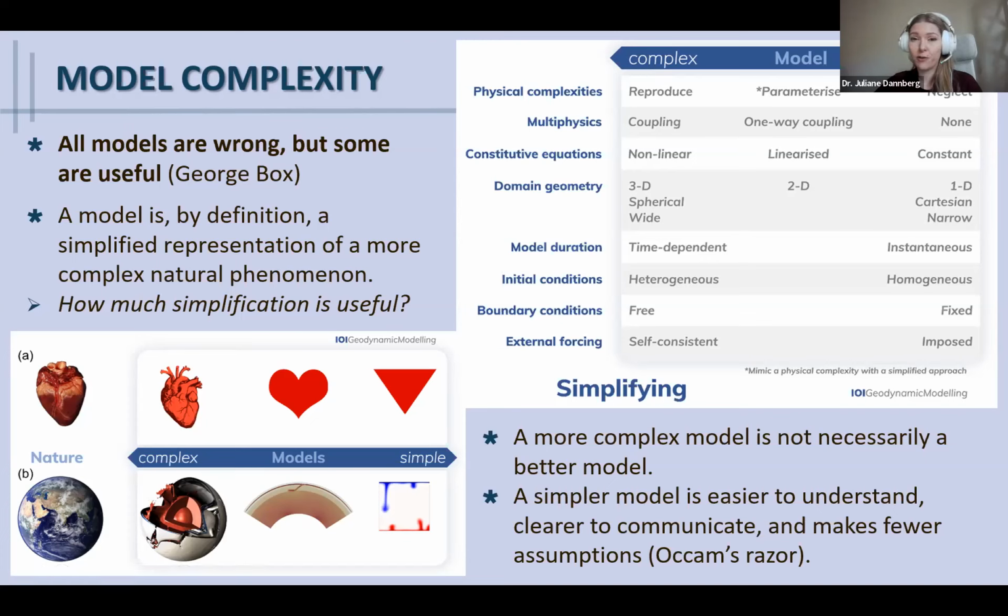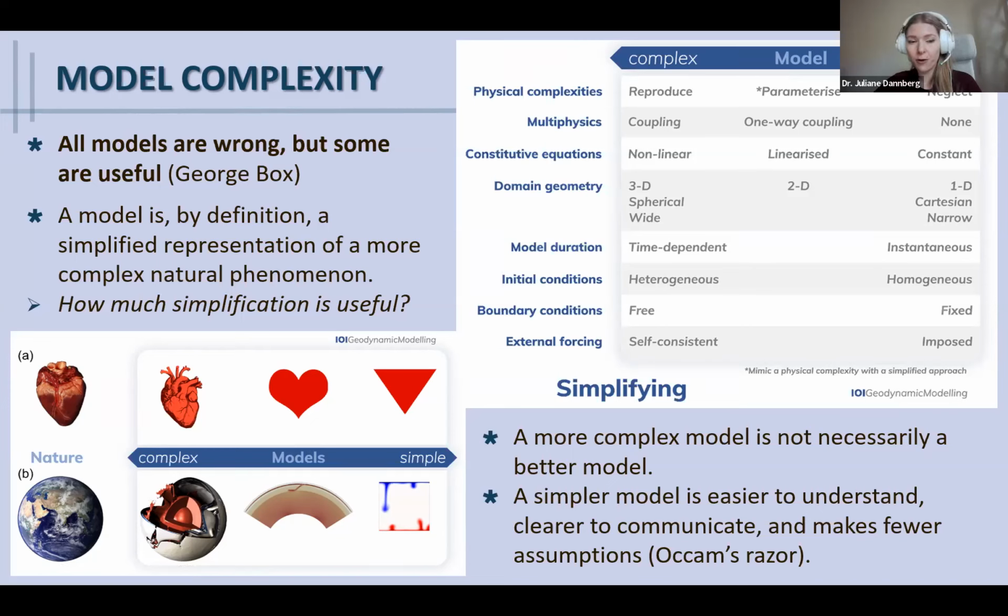So, for example, what physical processes are included, what equations we're solving, what the geometry is, if it's 3D, 2D, or 1D, or what the boundary conditions are. And I want to illustrate the issue of the complexity with the example of a human heart, as shown here in the bottom left. So if we wanted to model a human heart, well, we could say we want to make a very complex model that includes all of the different parts of the heart. And maybe that's useful if we want to actually model where all of the blood is flowing and want to know more about how that works.